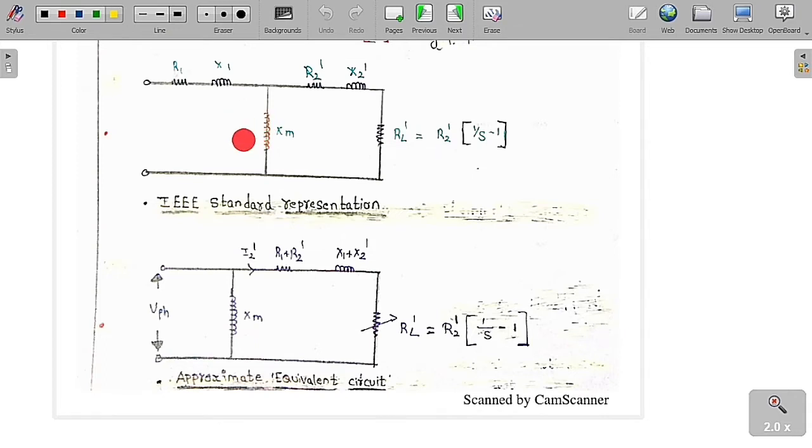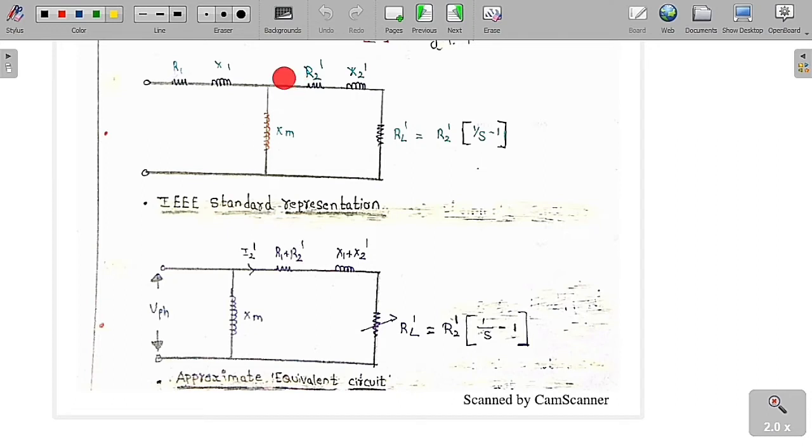In a parallel combination, the overall value will be equal to the minimum value. So it is a huge value, we can remove it. So this is called the IEEE standard representation. So now the approximate equivalent circuit: just bring this one here and bring this part to here. So you are going to get an equivalent circuit.